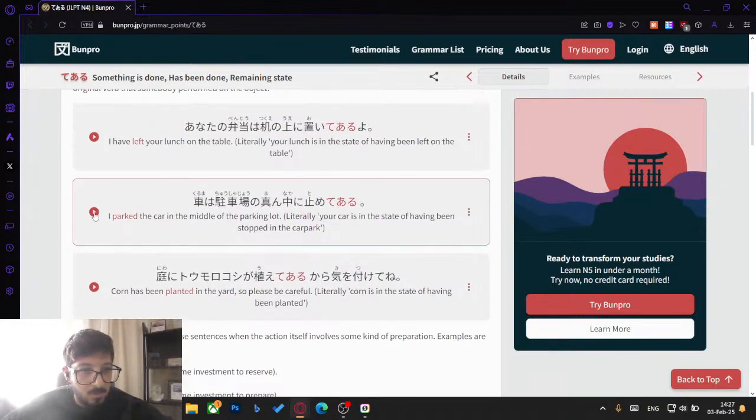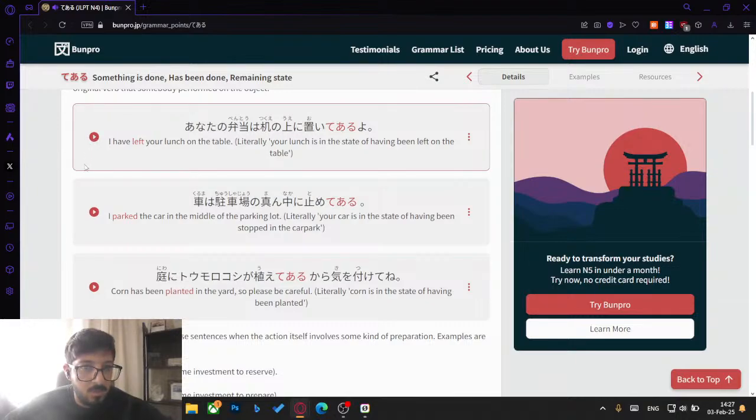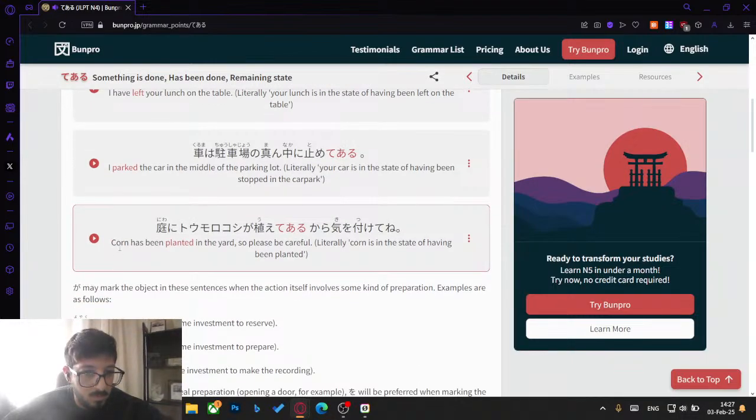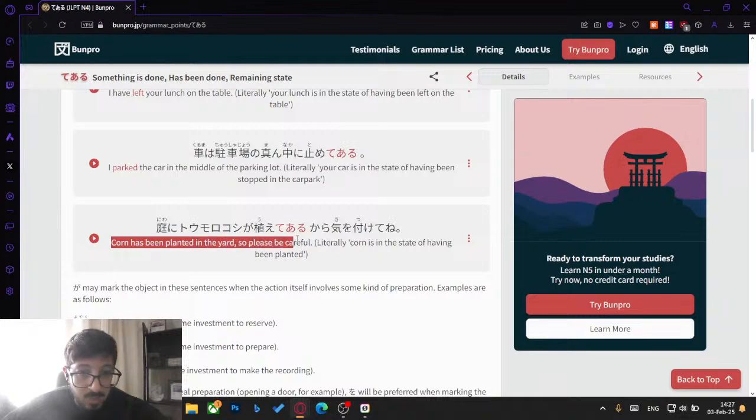Okay. 車は駐車場の真ん中に止めてある。あなたの弁当は机の上に置いてあるよ。庭にトウモロコシが植えてあるから気をつけてね。Corn has been planted in the yard, so please be careful. Has been planted. But by who, no one knows.